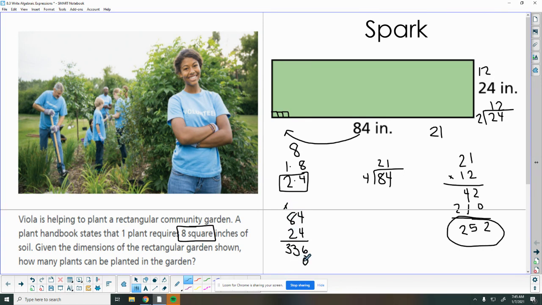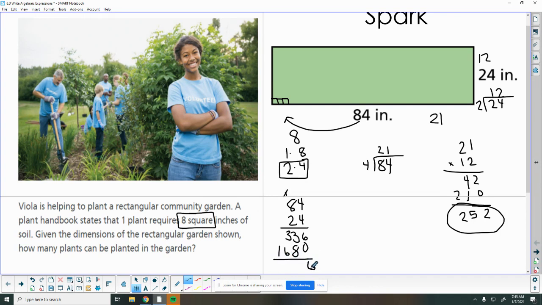Then I add these partial products together. Inside this garden, there are 2,016 square inches. If I broke this up into 1-inch squares, there'd be 2,016.